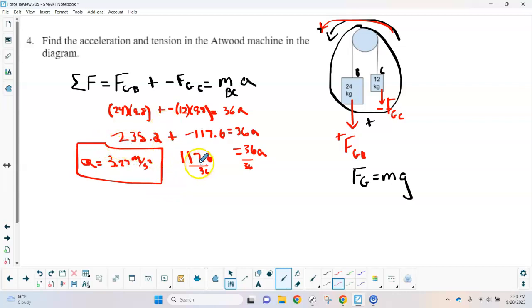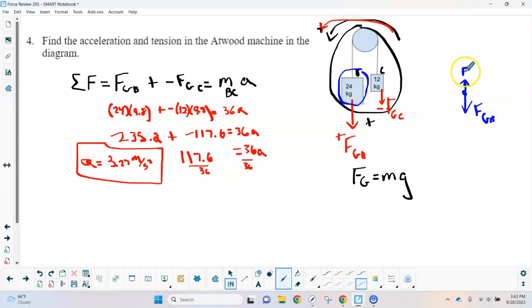The next part is to solve for the tension. To do that, you just have to isolate for one block. So I usually pick the heavier block and solve for it. So if this dot represents the forces acting on the heavy block, we have the gravity force, which is going down. So it's gravity on B. And the only thing going up against it is the tension.